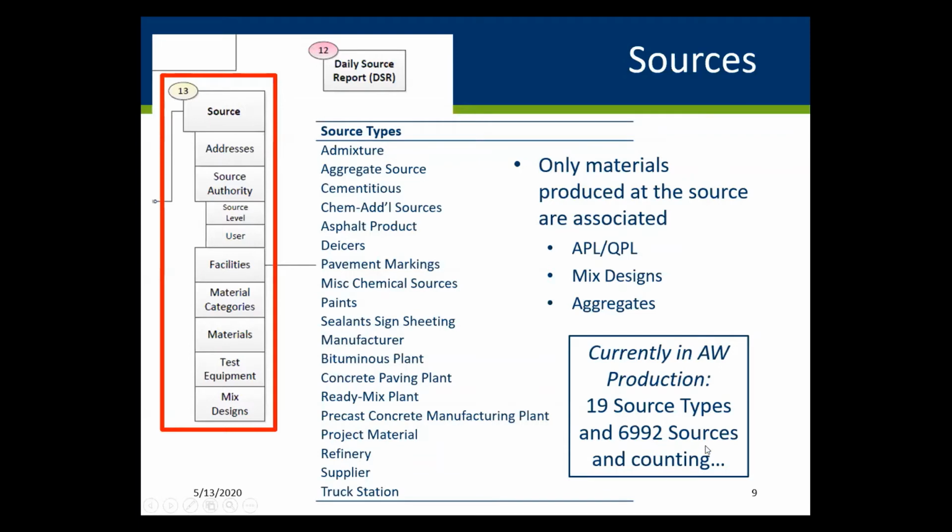And there are 6,992 sources and counting, because as I said, a lot of the construction materials, some may be a project material, but they may end up being other source types. And so we will be continuing to build all of that out as we go.